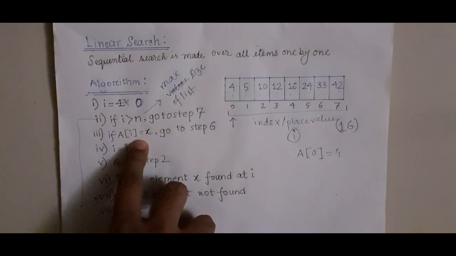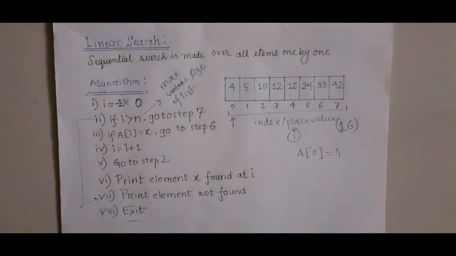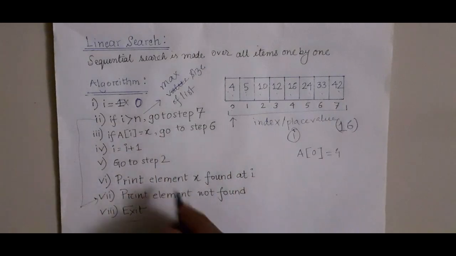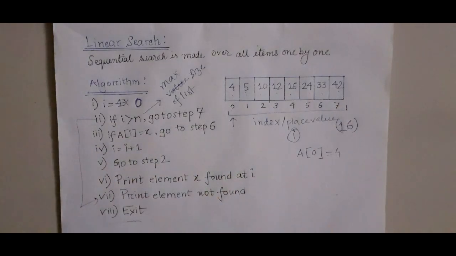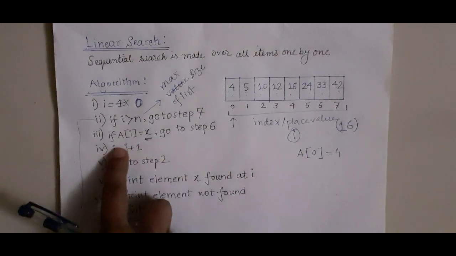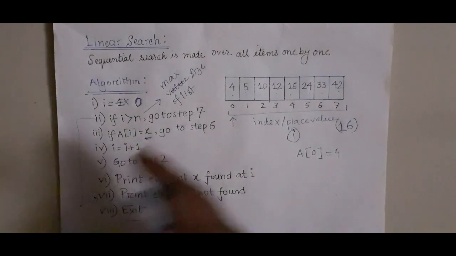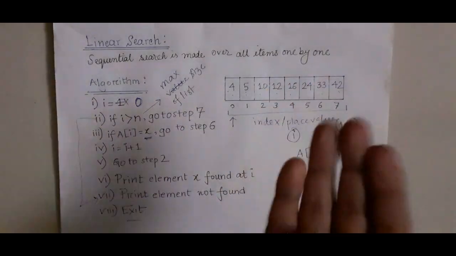If A of I is equal to x, then you need to go to step 6. What is our step 6? There are two things you need to understand. What is x, right? We have seen A of I. What is A of I? We have understood this one. A of I is nothing but the values inside that array.